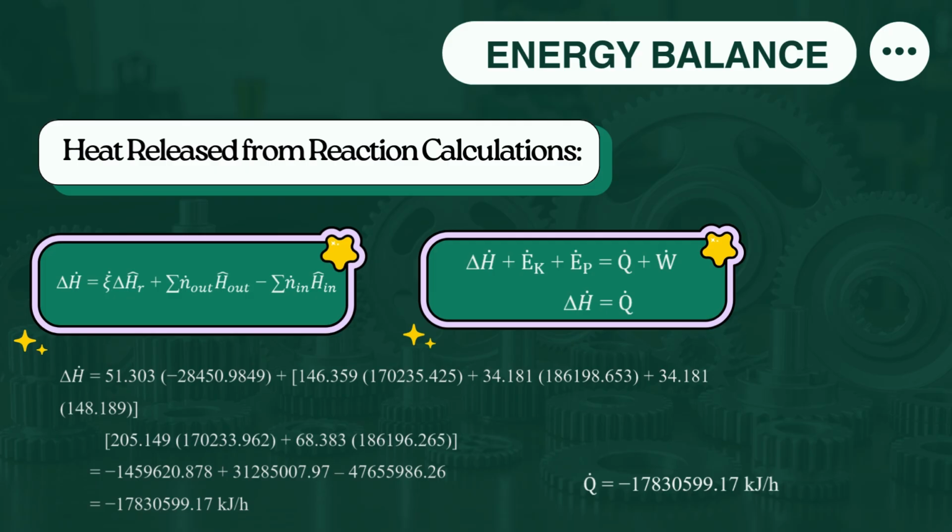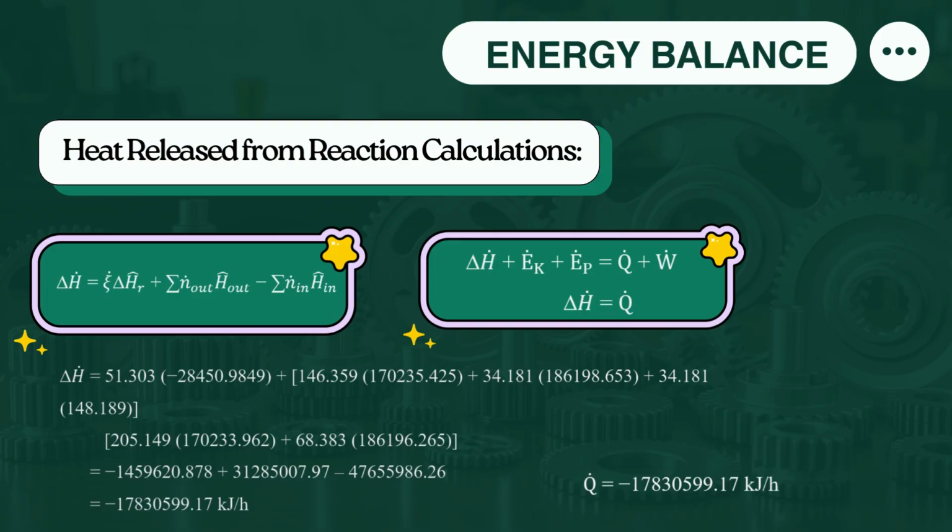And lastly, by using the formula, the rate of enthalpy equals the extent of reaction times the heat of reaction, plus the summation of the molar flow rate out times the rate of enthalpy change of the outlet, minus the summation of the molar flow rate of the inlet times the rate of enthalpy of the inlet, I can get my rate of enthalpy, which has the value of negative 17,830,599.17 kilojoules per hour.